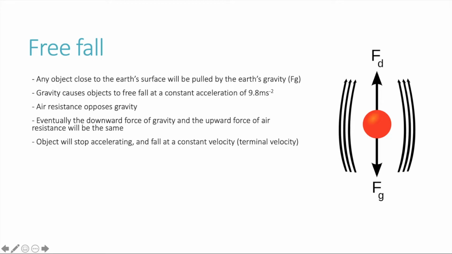Now, over time, what tends to happen is that the acceleration starts to drop and the object starts to fall at a constant speed. Right, the reason for that is because the air resistance starts to oppose the acceleration that the gravity causes. So eventually the downward force of the gravity gets cancelled out by the force of air resistance, which pushes it upwards. So eventually the object will stop accelerating and it will start to fall at a constant velocity, and we call that terminal velocity.